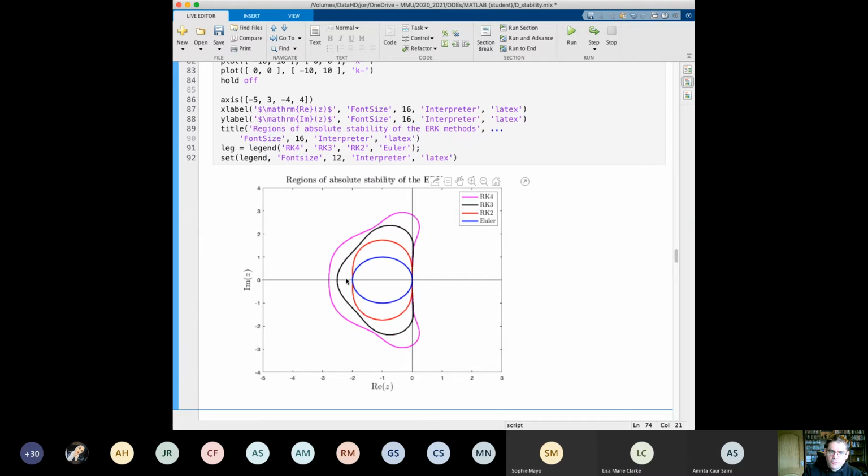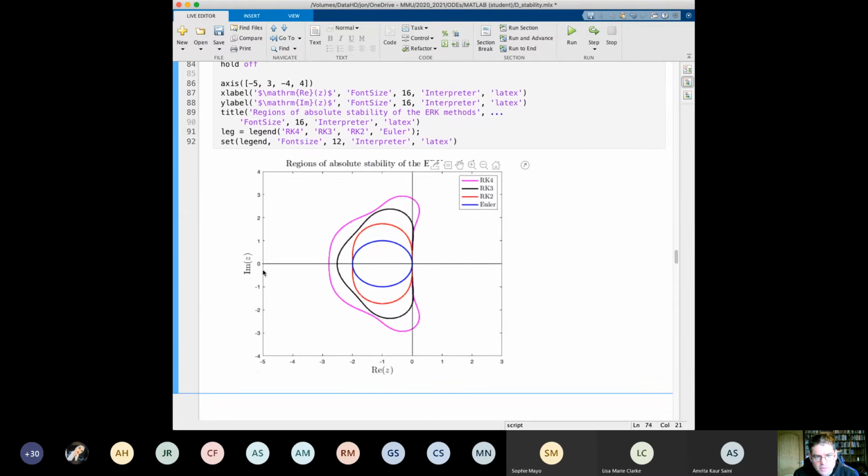Here we have 4 regions of absolute stability for the ERK methods up to the 4th order. The blue one here was the Euler method. The red one is 2nd order. The black one is 3rd order, and the magenta one, the pinky type one, is 4th order. You can see that the 3rd order method has a larger region of absolute stability than the 1st and 2nd order, and the 4th order has a larger one still. So those are your stability regions for the explicit methods.